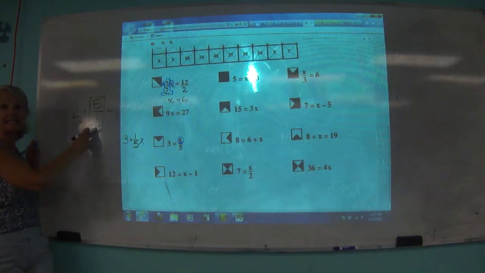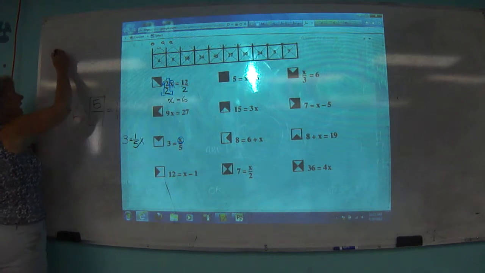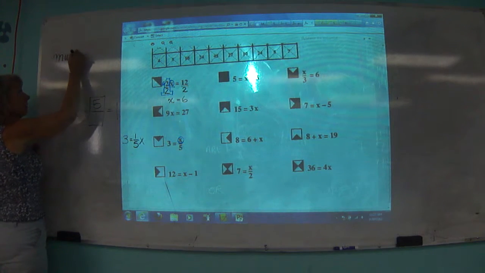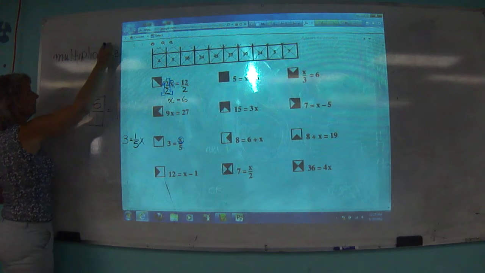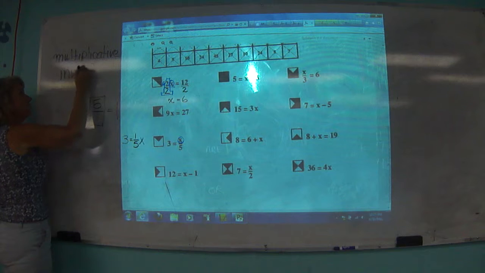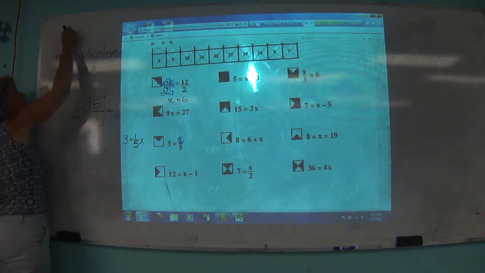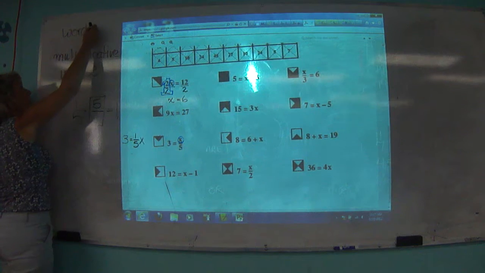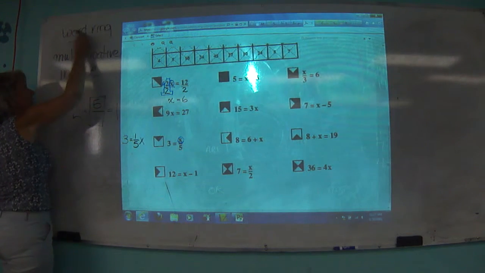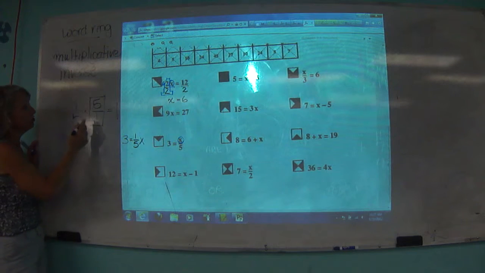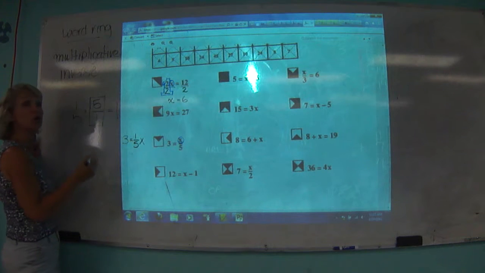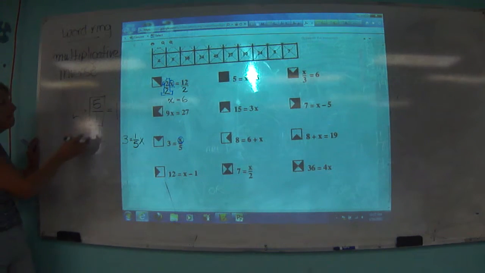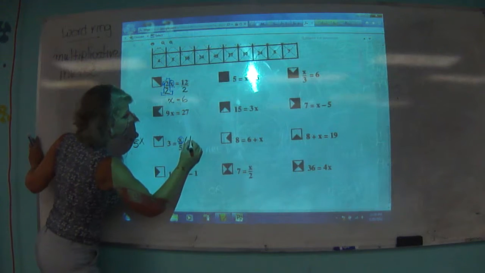Okay? This, you guys probably know as a reciprocal. This is called a multiplicative inverse. And you just got another vocabulary word. That's your multiplicative inverse. So what you're going to do with this problem is you're going to multiply both sides by the multiplicative inverse.